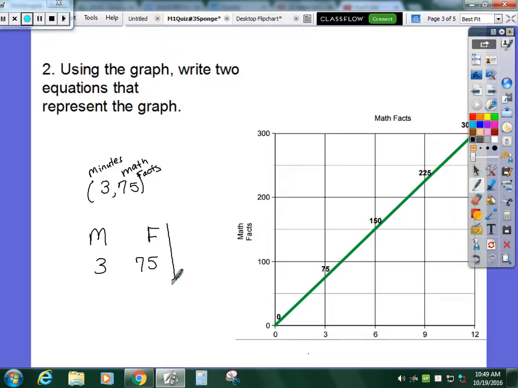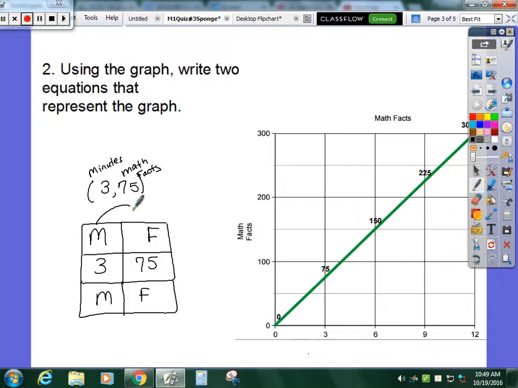When you are asked to write two equations, draw a table, please, please, please. You will get it right every time if you do. Okay, draw an arrow from M to F, draw an arrow from F to M. 3 is getting larger, 3 is changing to 75, so you are multiplying it by 25. Okay, so your first equation should be 25 times your minutes equals your facts.